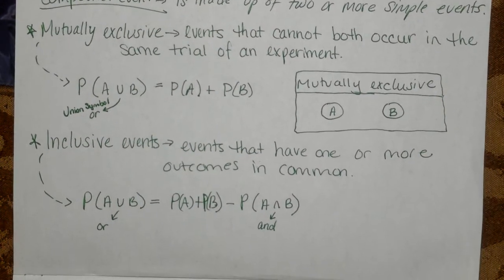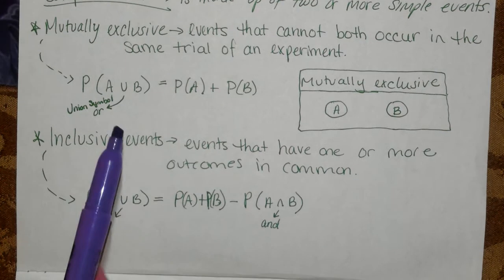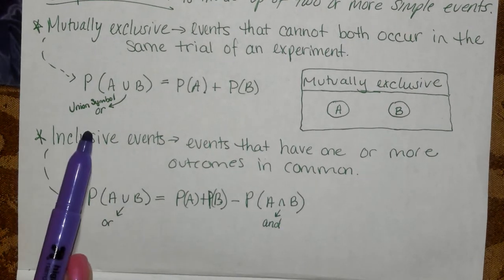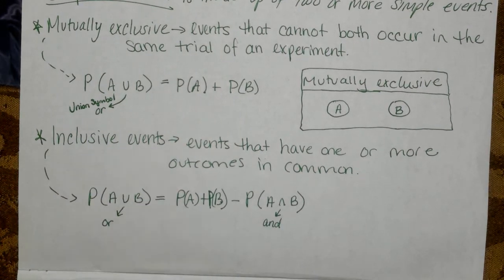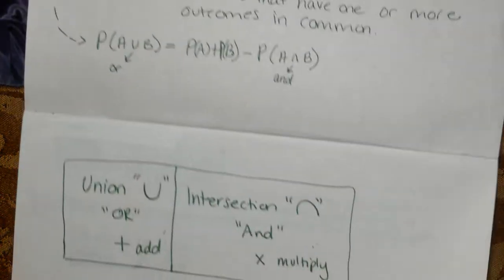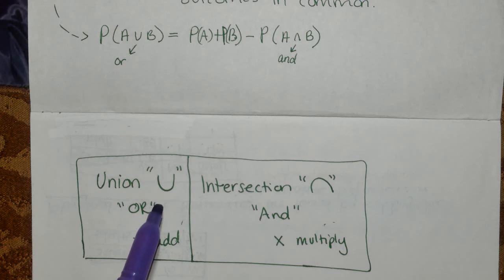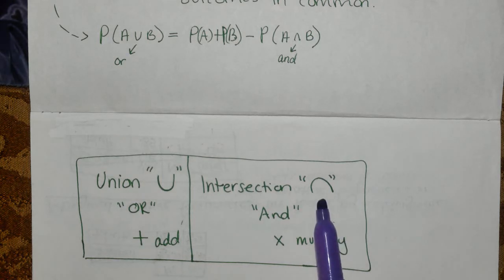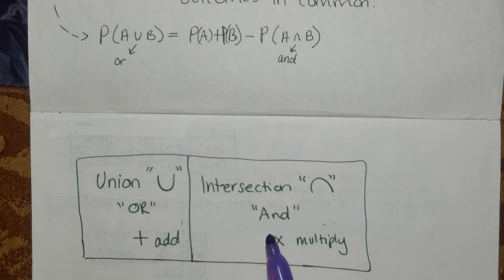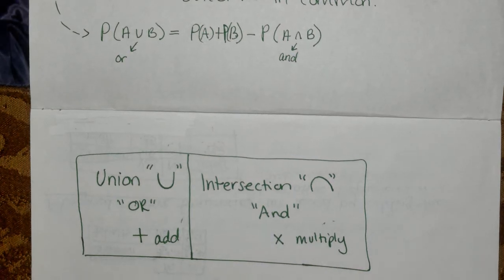So whenever we see these symbols, okay, that's our union. Union means or, we add. And I made a little grid down here to help you guys, okay? If you see the symbol, you know that's a union symbol. It means or. When you see the word or, we add the probabilities. This is our intersection symbol. When we see this, we know it's and, when we see the word and, I know I'm going to multiply.